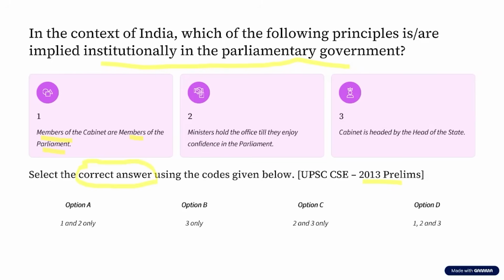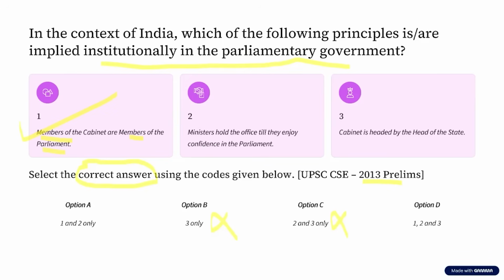Our Home Minister is also a member of Lok Sabha. Defense Minister is also the member of Lok Sabha. Our Finance Minister, member of Rajya Sabha. External Affairs Minister, member of Rajya Sabha. So statement one is correct. If statement one is correct, then option B is going to get eliminated, and option C is also going to get eliminated. Why? Because there is no one in option B and option C.